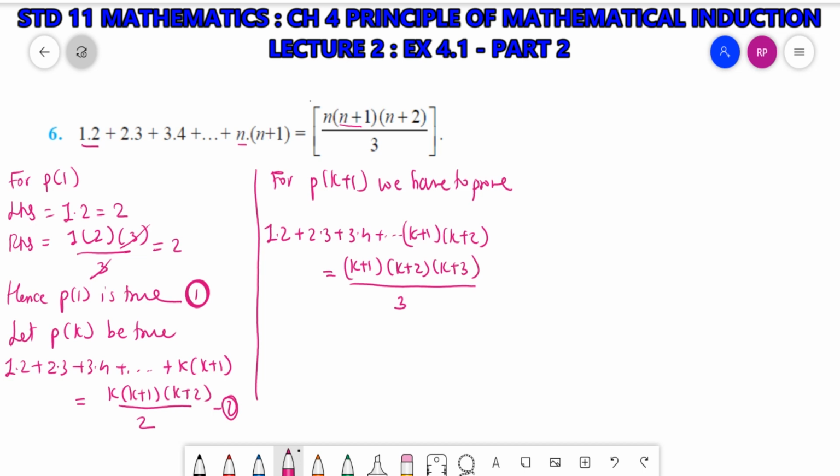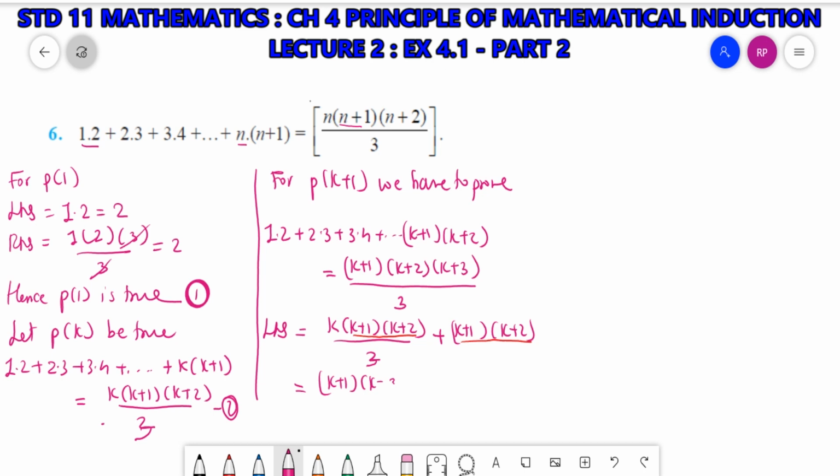Okay, so now LHS. So we'll use a shortcut. Before this term, it will be k into k plus 1, means this one. So I'll use that RHS, k plus 1, k plus 2 upon 3, plus the last term, k plus 1, k plus 2. So now I can see here that k plus 1 and k plus 2 I can take common. Okay, sorry, here there is a mistake. It's upon 3, not 2. Here also there is a mistake. We need to do it 3. Okay, so now I can take k plus 1, k plus 2 common.